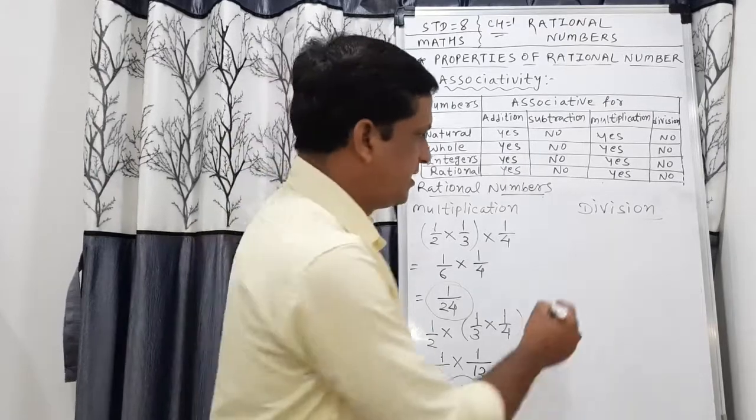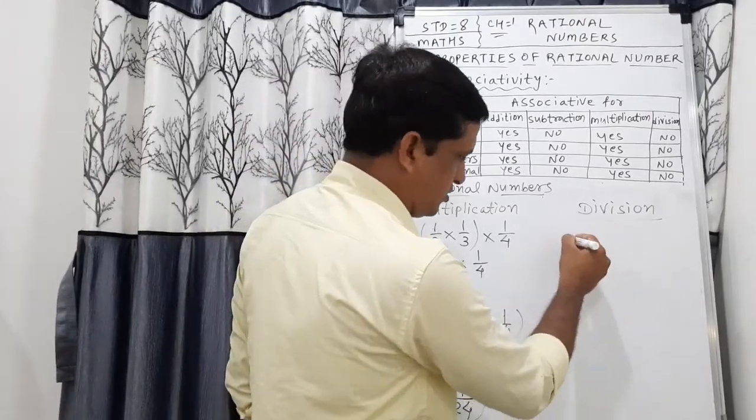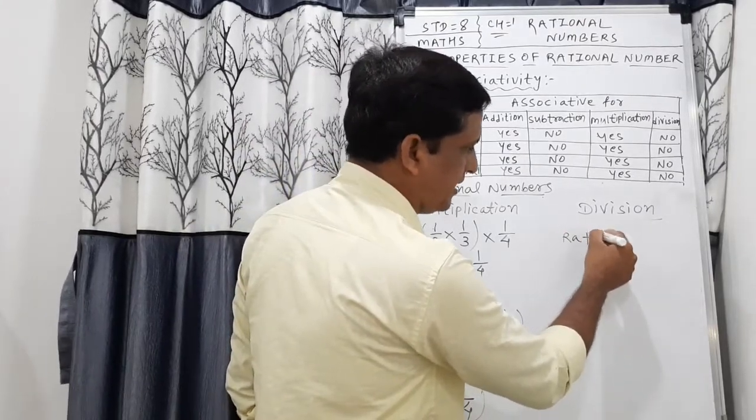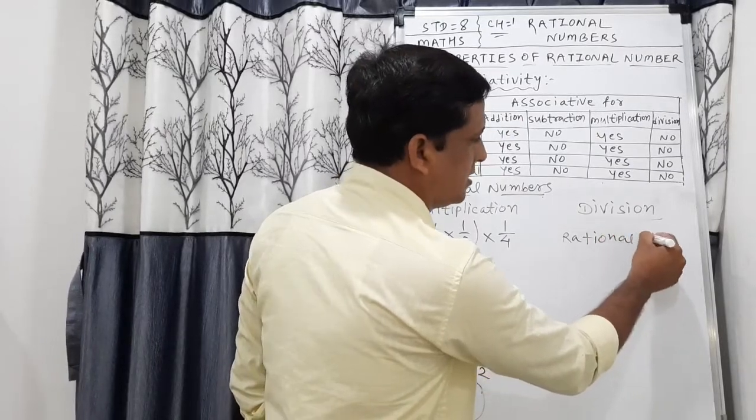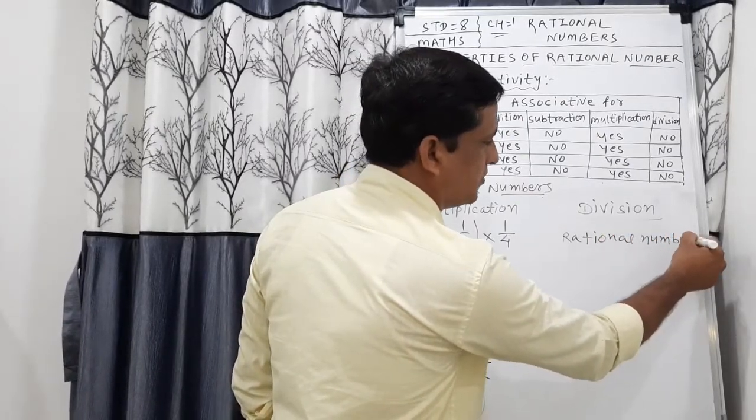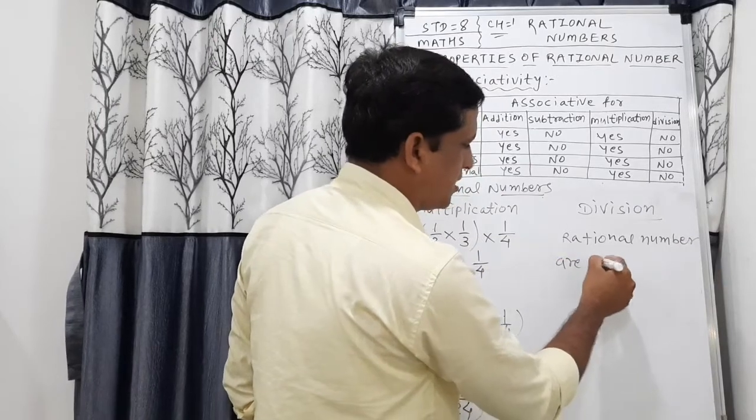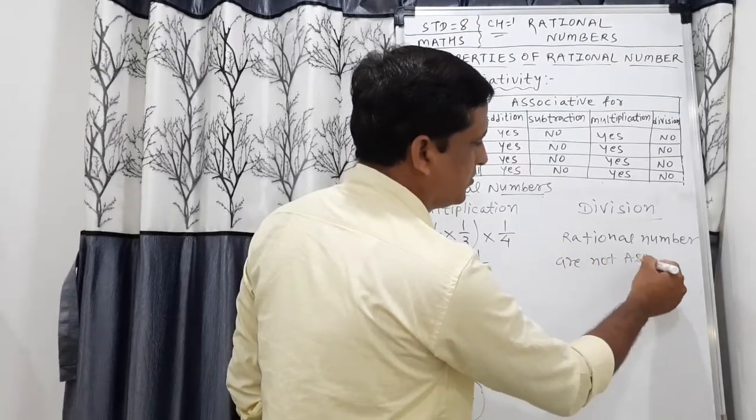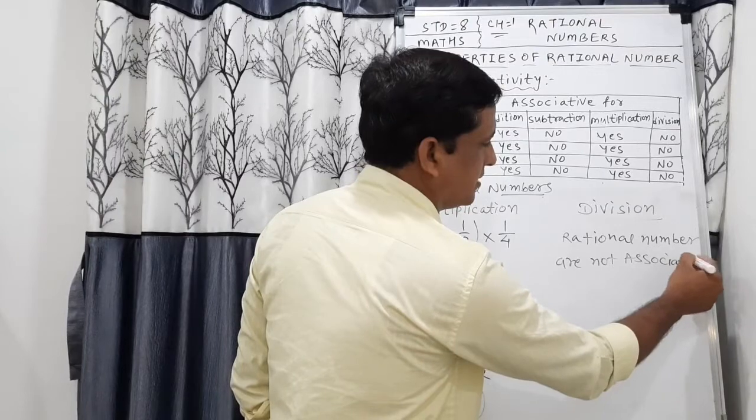Now we are talking about division. So rational numbers are not associative. Rational numbers are not associative for division.